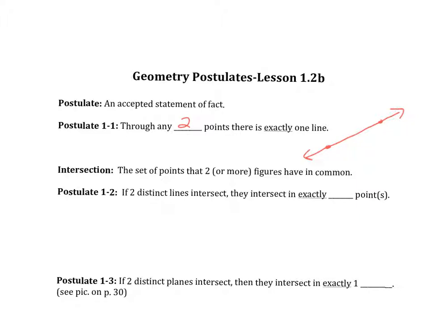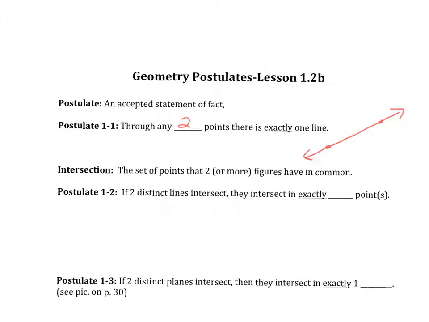So think intersection on the road. What's happening? What's an intersection? It's a crossing, right? It's where two roads crisscross, they meet each other, they intersect. So an intersection is the set of points that 2 or more figures will have in common. And you're going to see a lot of intersection in this lesson. So we're going to jump into a couple more postulates that deal with intersections. And then you're going to have to find intersections as we go through a bunch of pictures.